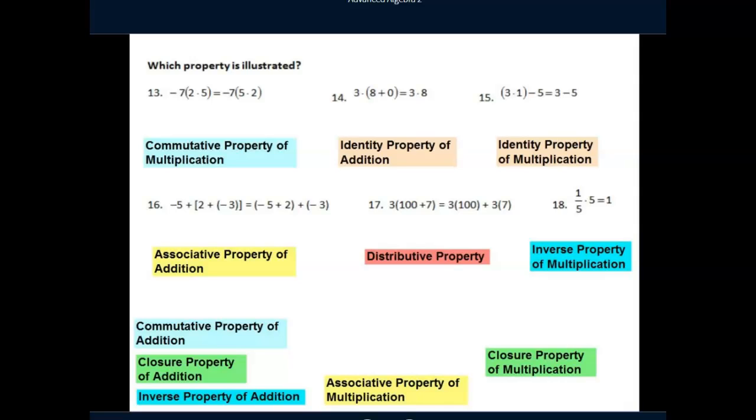Questions at all on any of our properties?